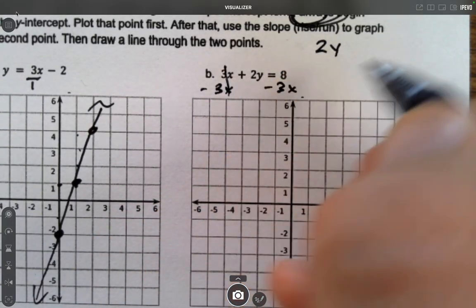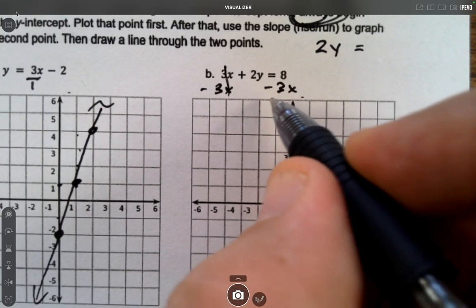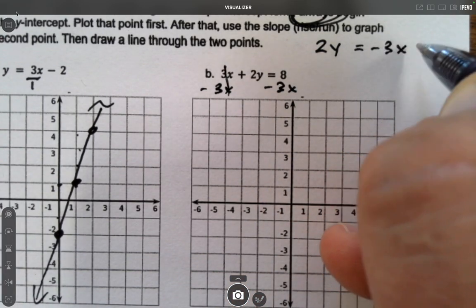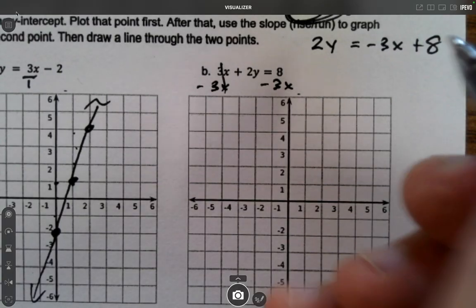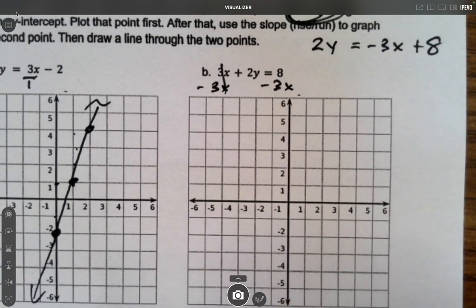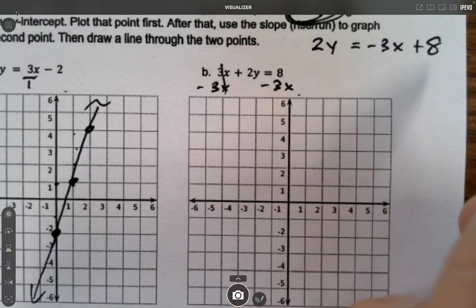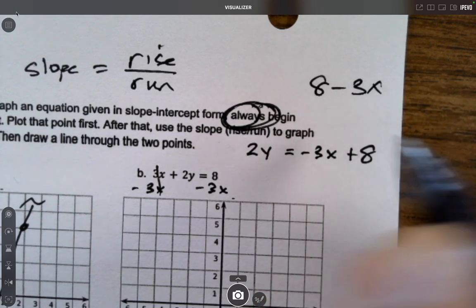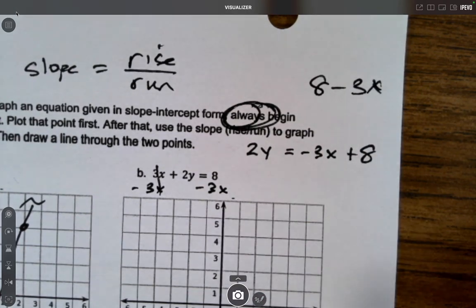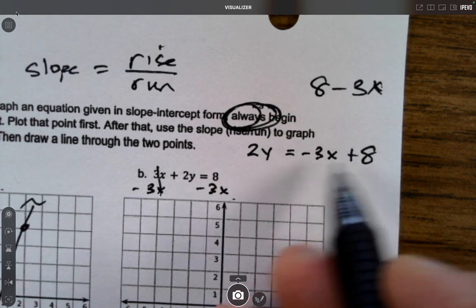So that leaves just 2y on this side. And I'm going to put this minus 3x up front because that's the form we'll want for the slope-intercept. We want the x term first, the constant second. Now, as far as math is concerned, this is the same thing as 8 minus 3x, but that's not in the order or the form of the slope-intercept. So that's why I put the negative 3x up front.